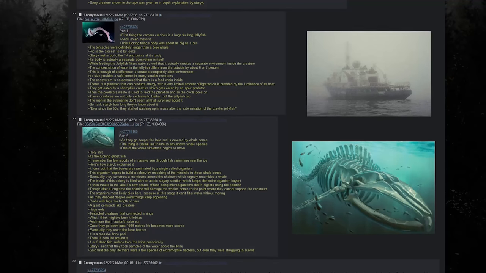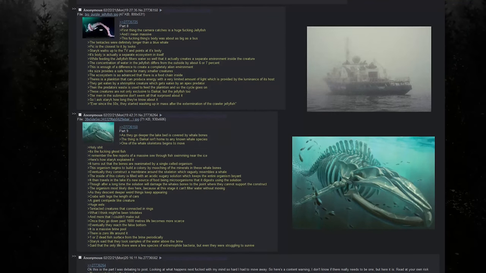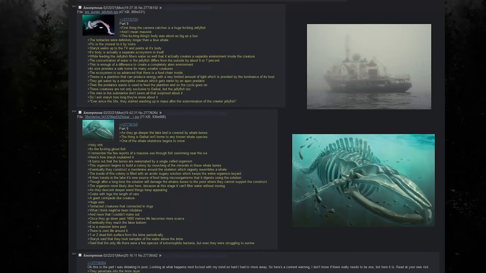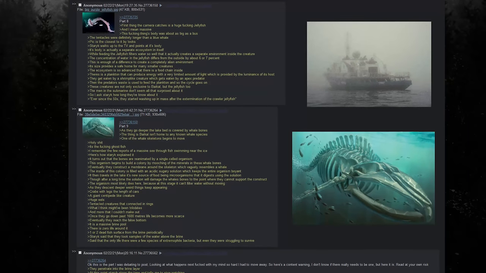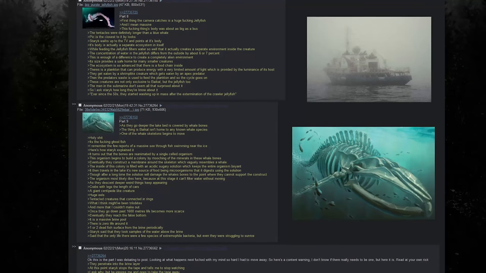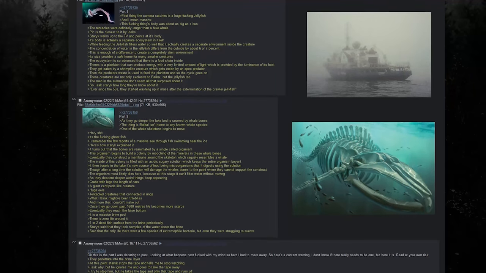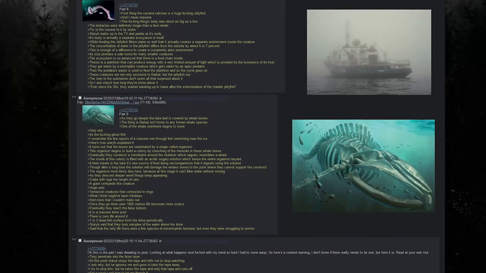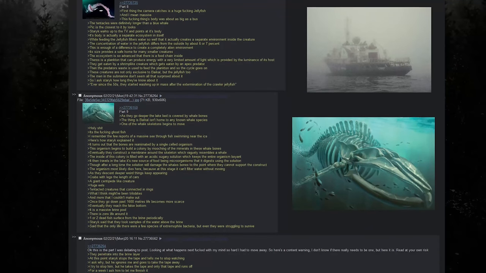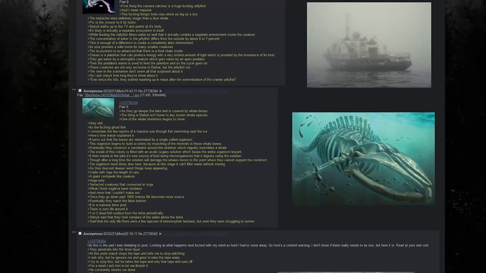Part 9. As they go deeper, the lake bed is covered by whale bones. The thing is, Baikal isn't home to any known whale species. One of the whale skeletons begins to move. Holy shit, it's the fucking ghost fish. I remember the few reports of a massive see-through fish swimming near the ice. Here's how Steik explained it.